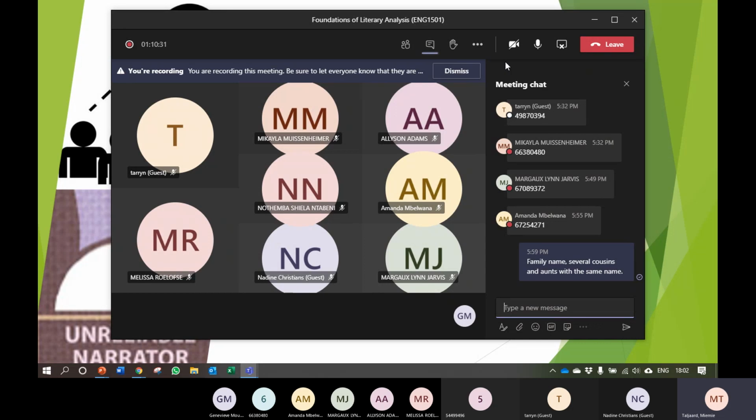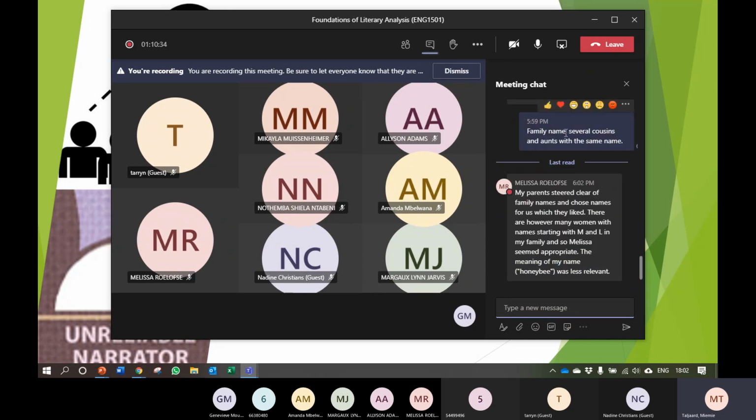If you would rather say something, you can just put up your hand. They steer clear of family names and choose names which they like. That's interesting. Your parents, yes. Well, with my daughter, we still used one of my mother's names. If you would rather speak up, you can put up your hand over here on the screen, and then I'll give you permission to unmute.